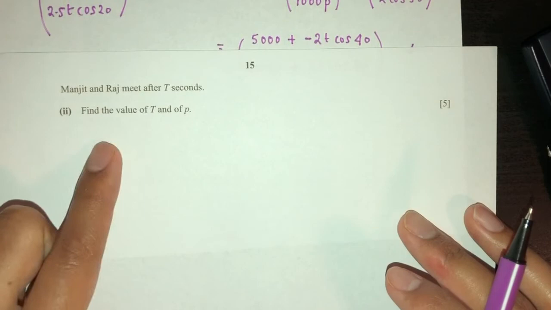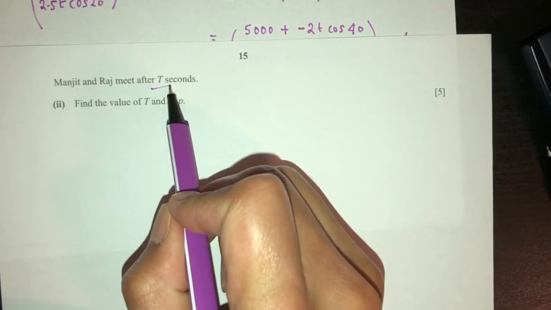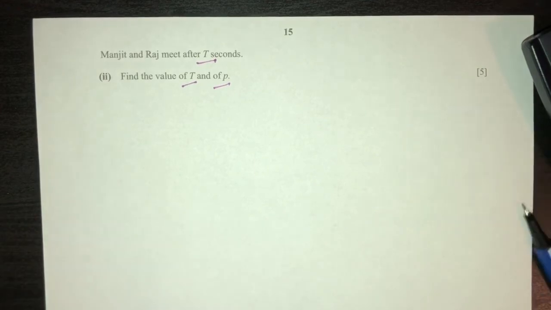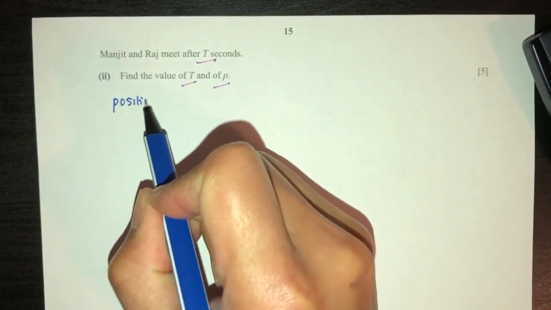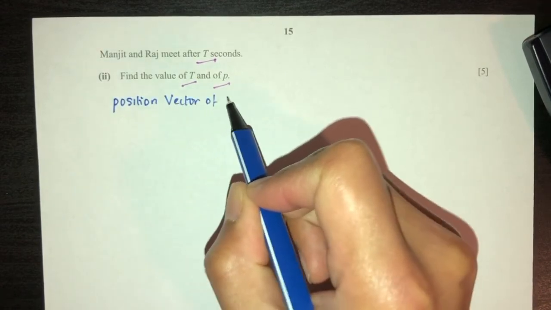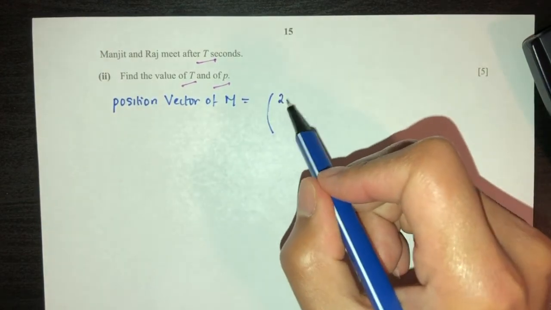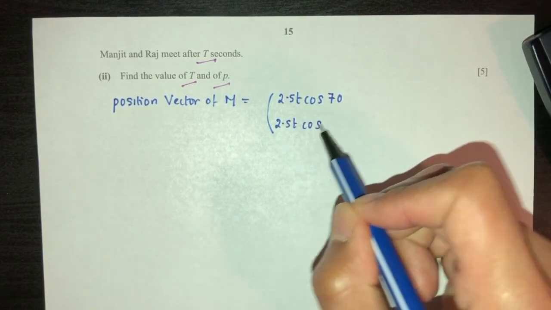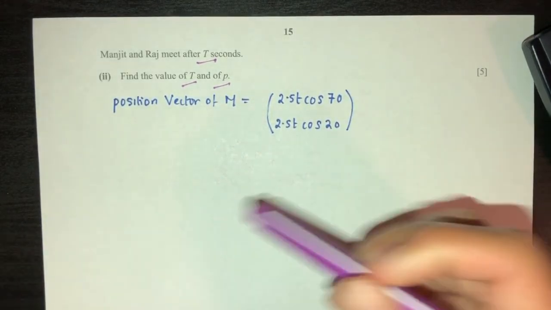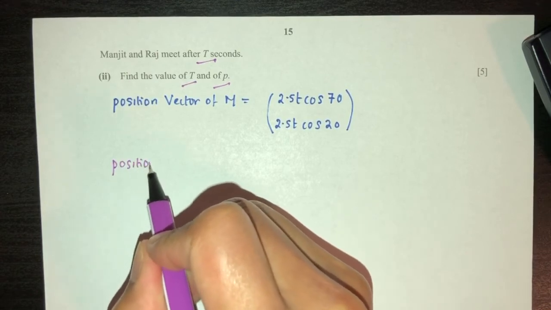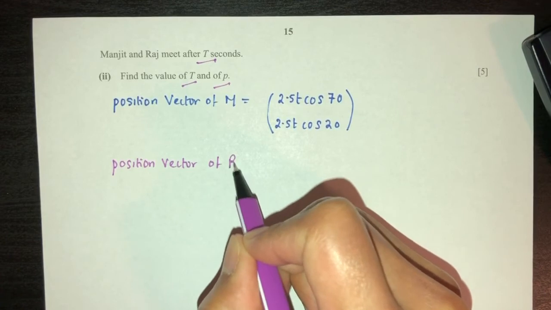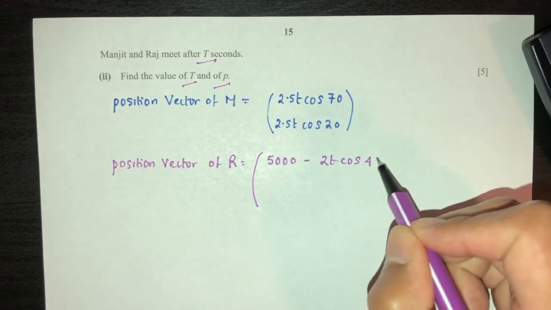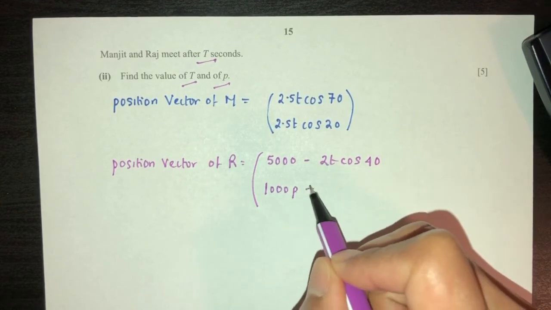Now following this, let's move on to question part 2. Manjit and Raj meet after t seconds. Find the value of t and p. Now, since we know the position vector of Manjit and Raj, let's do one by one. The position vector of Manjit was given to you by the question, 2.5t cos of 70 and 2.5t cos of 20. And then in part 1, you found the position vector of Raj. You found it was 5,000 minus 2t cos 40, and then 1000p plus 2t cos 50.